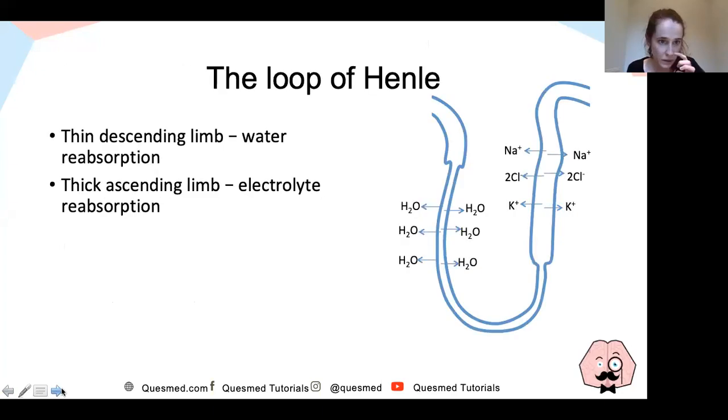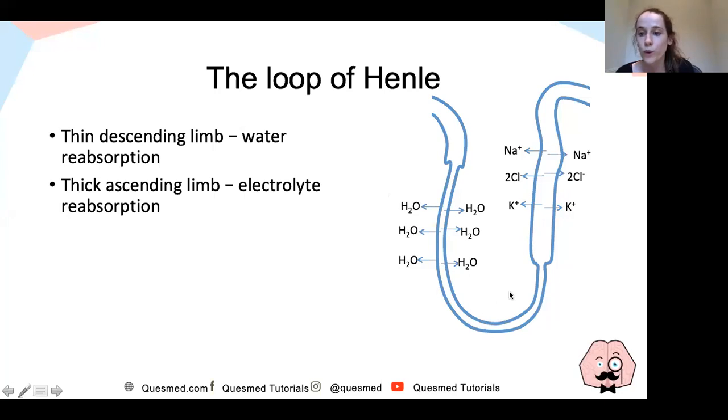So the loop of Henle. Here illustrates the loop of Henle. What we've got is a thin descending limb and a thick ascending limb. The thin descending limb is permeable to water, so water can freely move between the nephron and into the bloodstream, but it's completely impermeable to electrolytes.